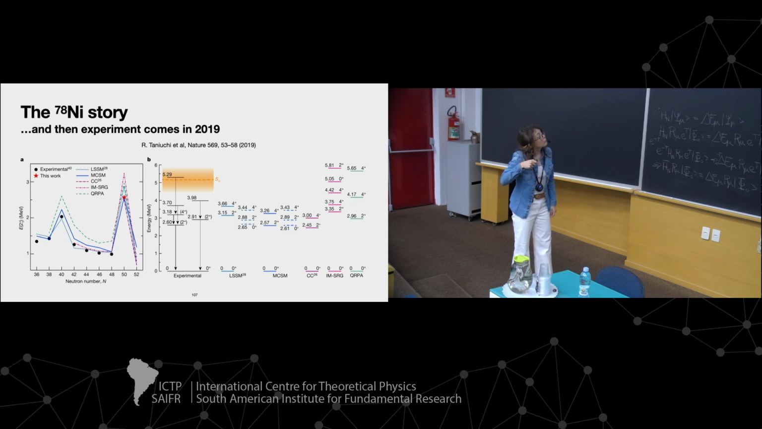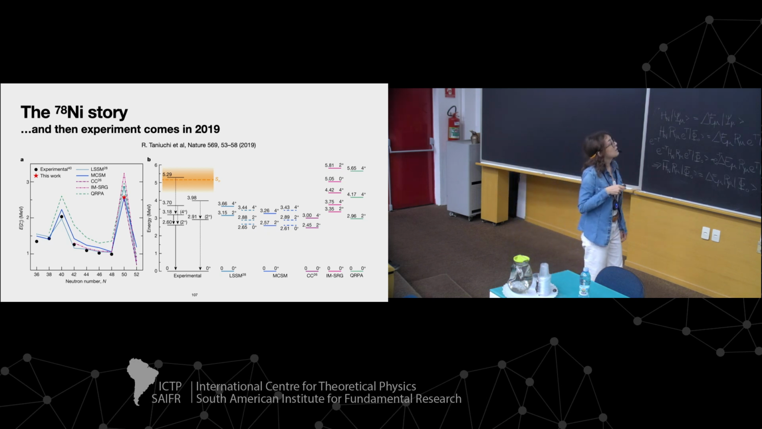Also in experiment, we actually see this kink. So this was actually verified by measurement. And in particular, you see here different theories which are compared to each other. If we focus, for example, on coupled cluster, we actually see that we are very close to the 2+ and 4+ states. Here we have a good agreement with experimental data.